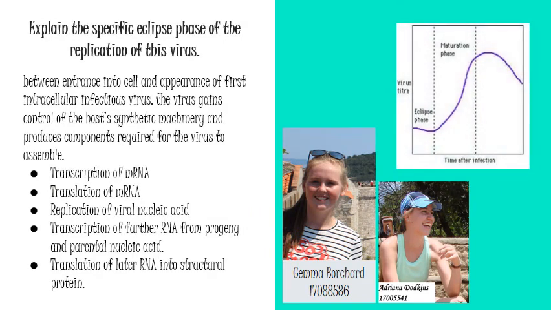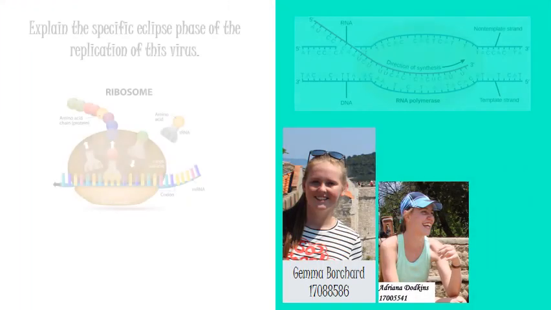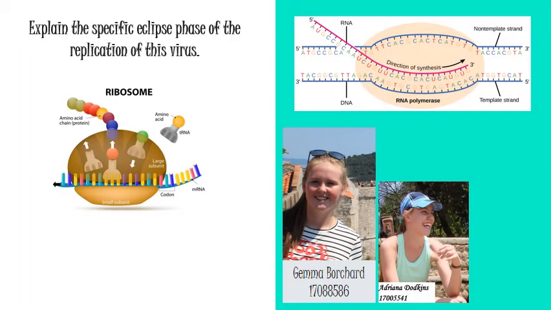The eclipse phase is the 4th phase in virus replication. It's the phase during which the virus has entered the cell but is not yet infectious. During this phase, the virus gains control of the host's synthetic machinery and produces components for viral assembly. In the intermediate host of the blue tongue virus, the viral titer decreases in the eclipse phase due to the inactivation of some virus particles in the hostile environment of the gut and excretion before viral proliferation in infected gut cells has taken place.